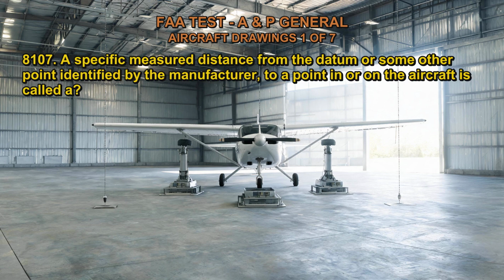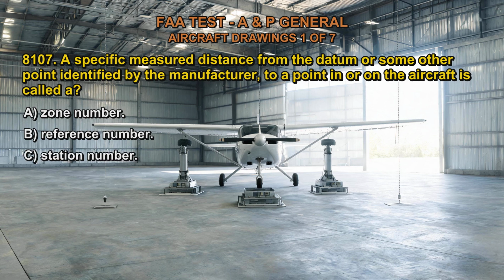8107. A specific measured distance from the datum or some other point identified by the manufacturer to a point in or on the aircraft is called A. Zone number. B. Reference number. C. Station number.